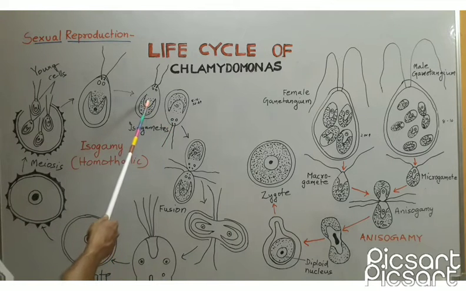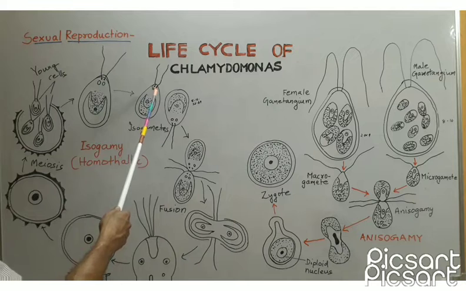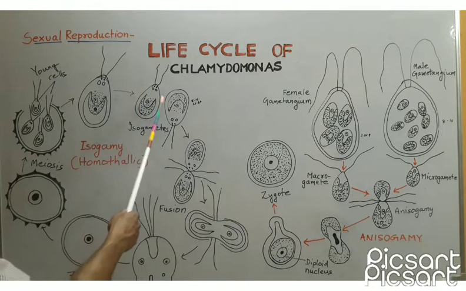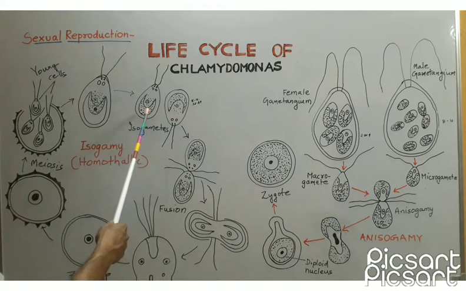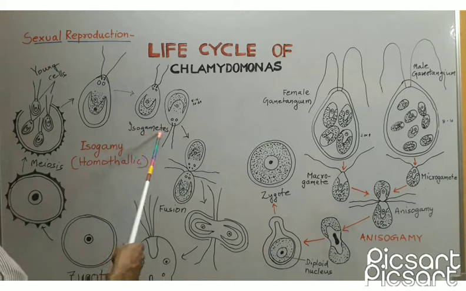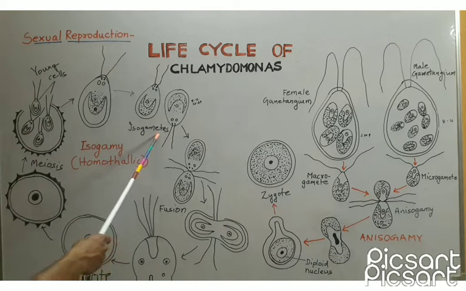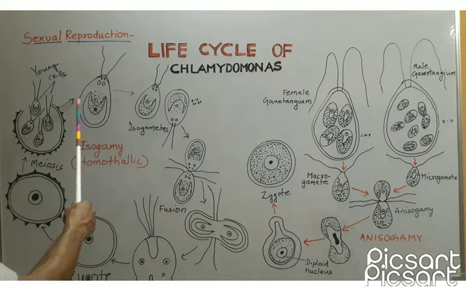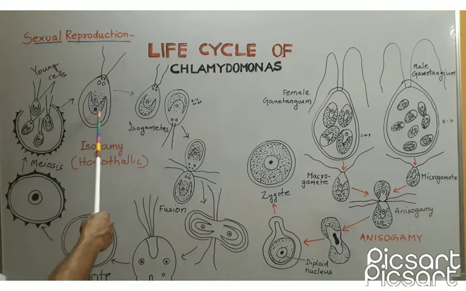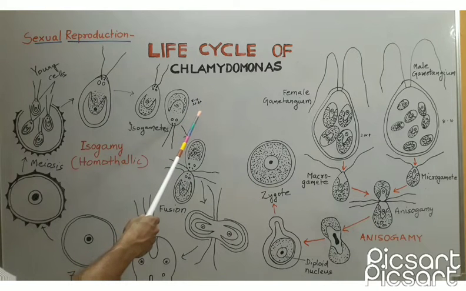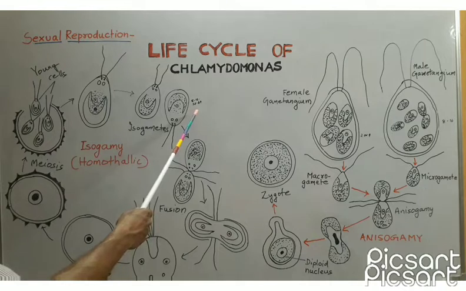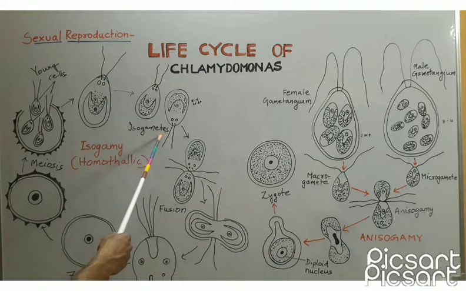They are uninucleate biflagellate structures. They are usually naked, that means they don't have cell wall. Such type of morphologically similar gametes are called as isogametes. These isogametes are formed due to the repeated division of the protoplast of the parent cell to form 8, 16, 32 or 64 daughter protoplasts which undergo transformation into isogametes.